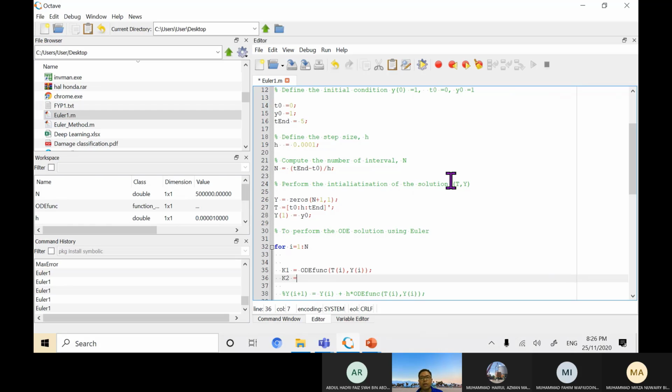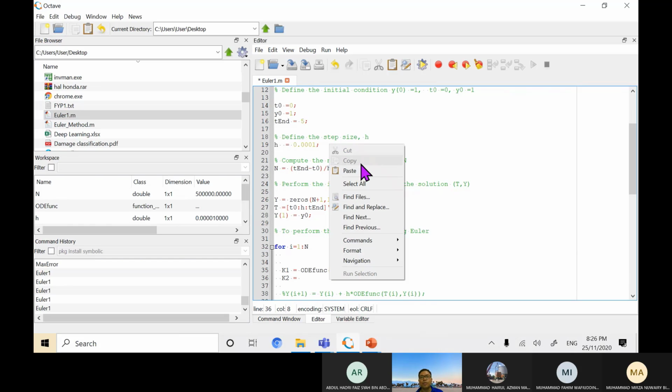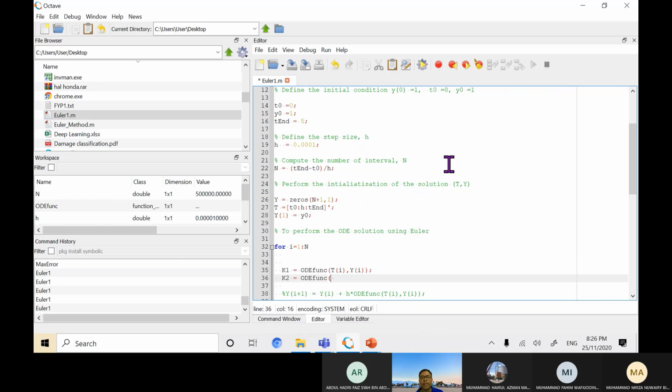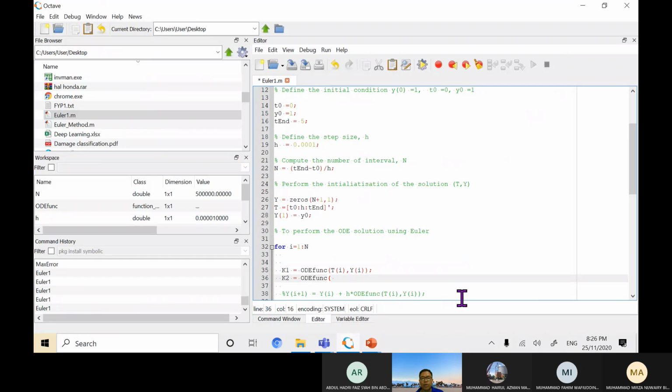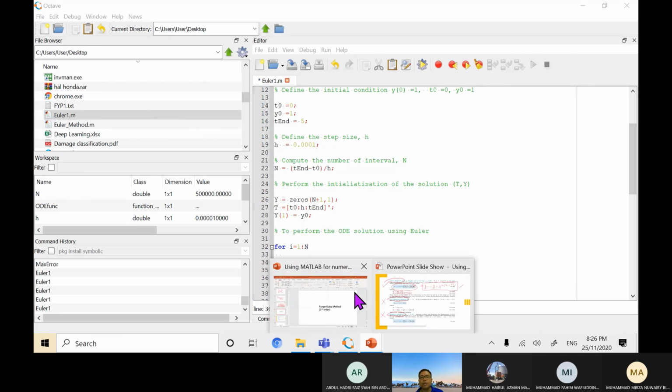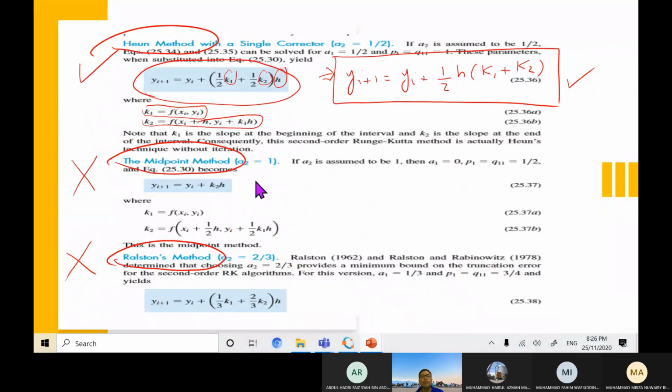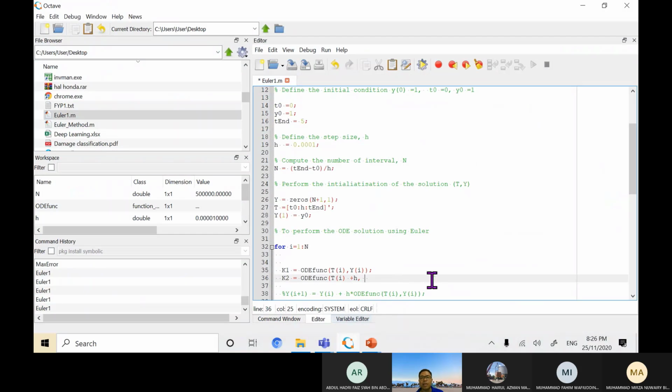And then you have another constant there, K2. What is K2? K2 is equal to f(t_i plus h, comma, next, y_i plus K1 h). y_i plus K1 h. Okay. And after that, I be able to compute my y_i plus 1.